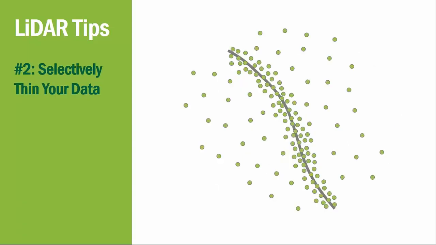The second tip, which Jack will explain in more detail, is the idea of selectively thinning your LiDAR data around the area of interest, which is basically the corridor you're designing. This allows the full resolution where needed and lower resolution outside the area of interest. You can later go back and bring that area back into full resolution.